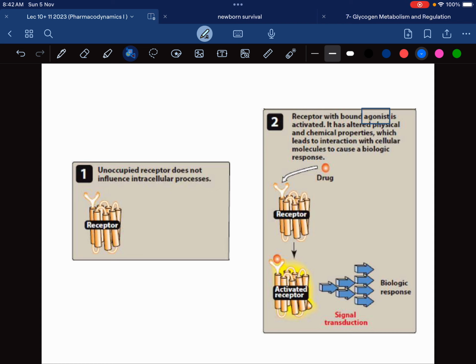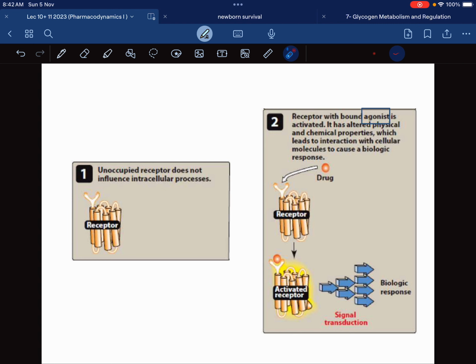So the drug will bind to that binding site, then there will be structural and conformational changes of that receptor when the drug binds to it. That means the unoccupied receptor is inactive, but when the drug binds to that receptor, it will be activated. After activation of the receptor by binding of the drug, according to its concentration, there will be signal transduction. This signal transduction will be followed by a biological response according to the activity of that drug: agonist, antagonist, or partial agonist.